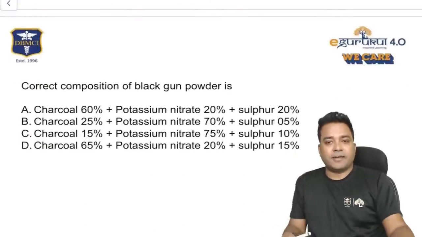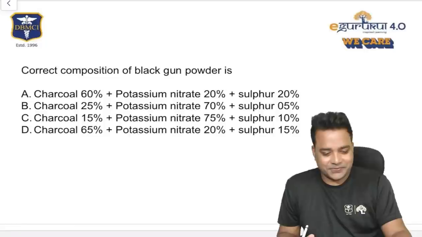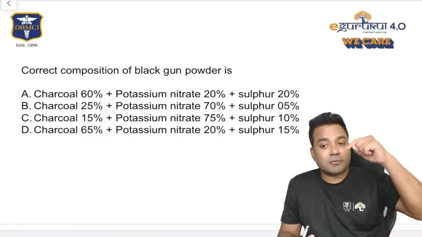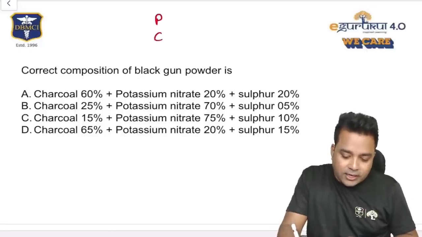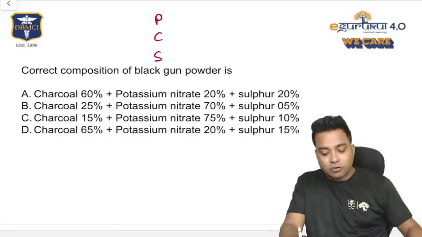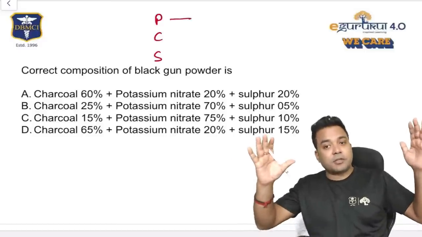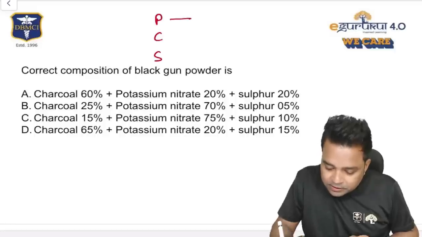Last question for the day: correct composition of black gunpowder. What will be the correct composition? Recall how we revise in class. Black gunpowder is made up of PCS. Longer the name, more will be the percentage. Now recall potassium nitrate. It has the most alphabets, so it should have the highest percentage. So potassium nitrate should have maximum percentage.